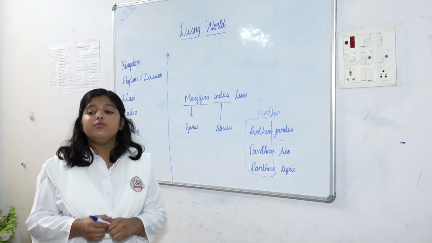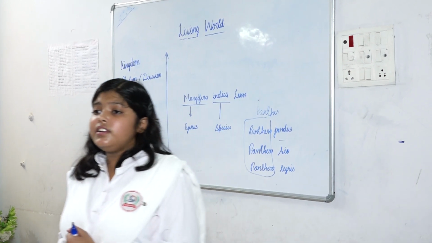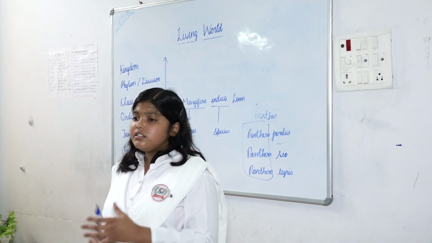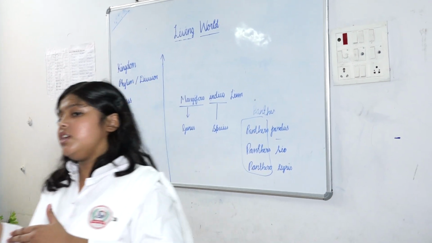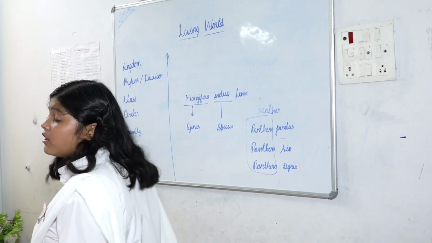Now the second class would be the family. What is family? A group of closely related genera is known as a family. Let's just take an example. We could take the same example of the panther, tiger and the lion.